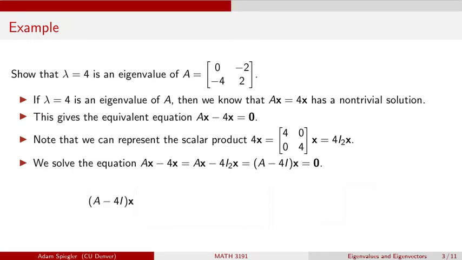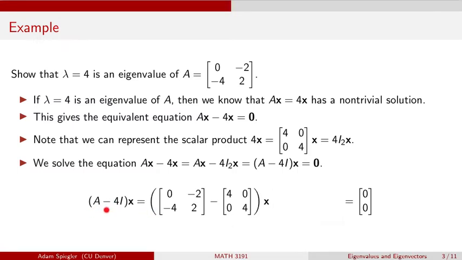Let's plug in the values that we have here. We're going to set up this equation, A minus 4I times x equals the 0 vector. The first thing that we'll do is simplify the left side. Here's matrix A, 0 minus 4 is the first column, minus 2, 2 is the second column, and I'm going to subtract from it 4 times the identity matrix. That's this matrix with 4s on the diagonal and 0s on the off diagonal.